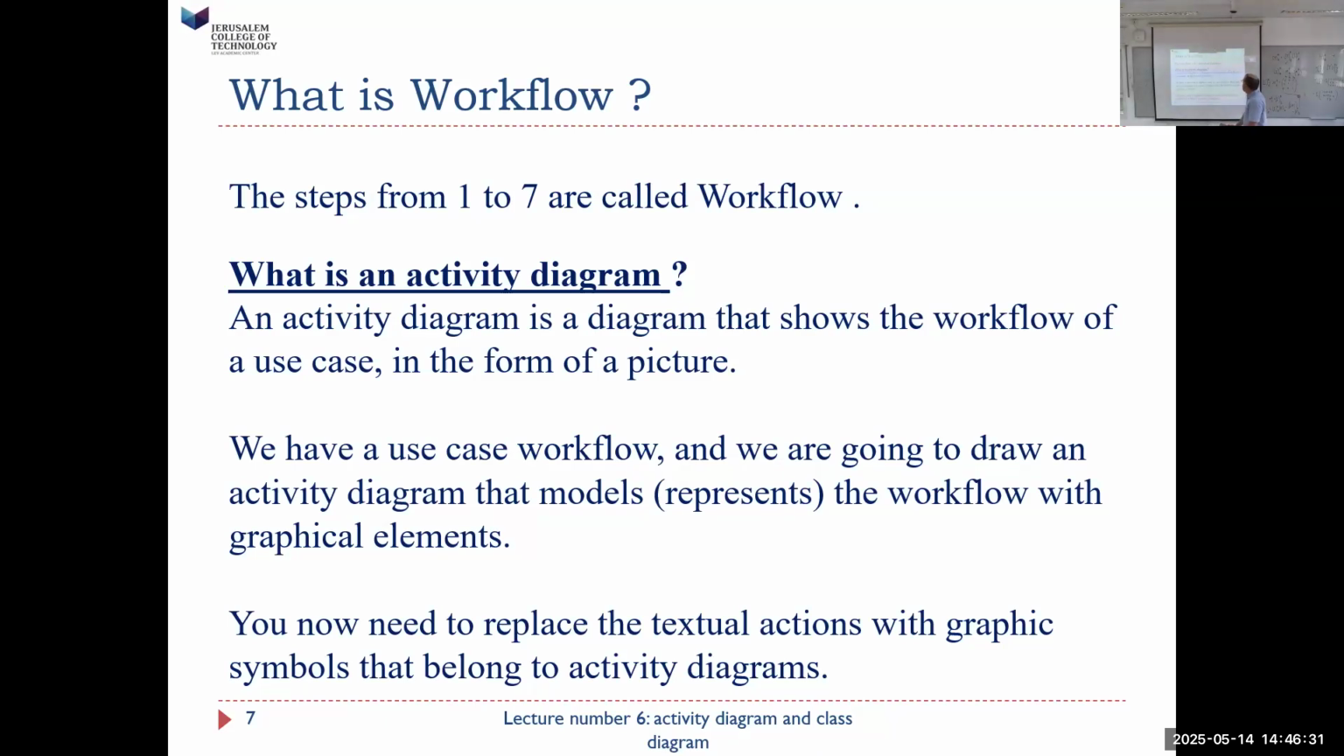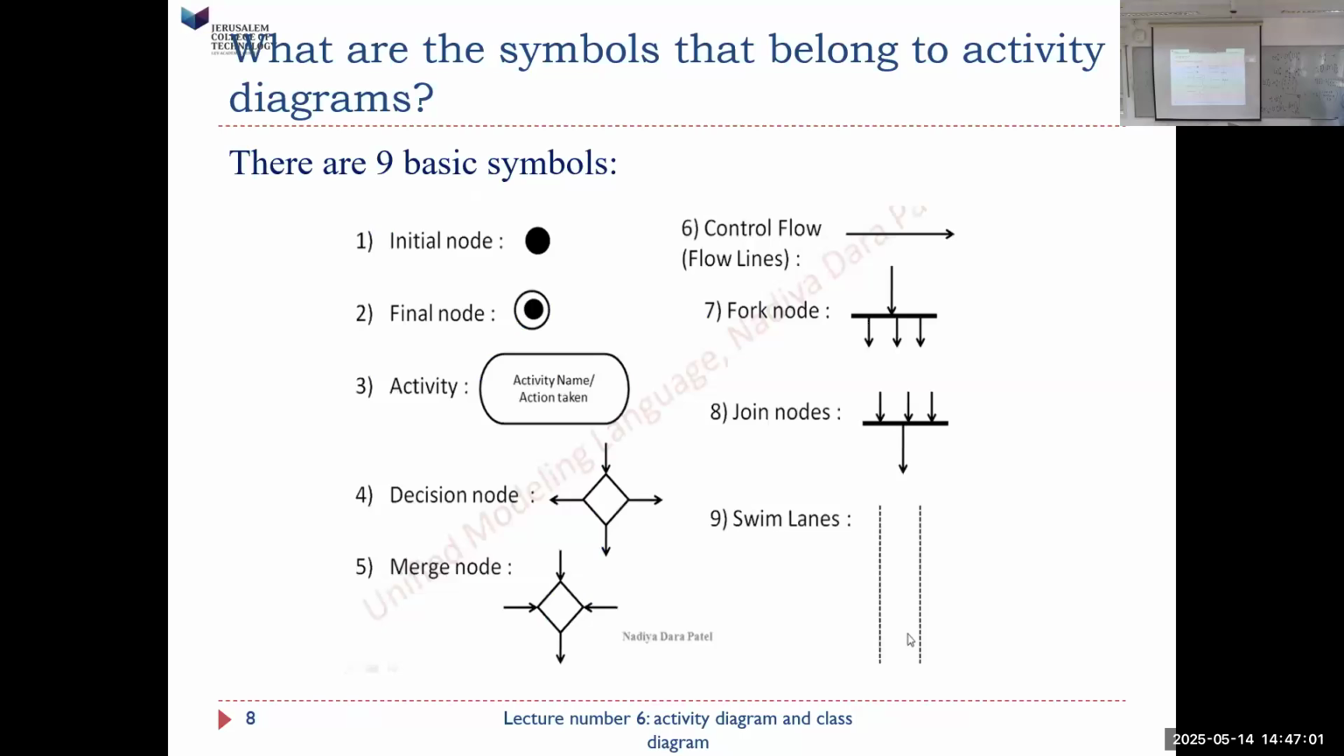What is an activity diagram? An activity diagram is a diagram that shows the workflow of the use case in the form of a picture. In other words, what we just saw was steps, a workflow, but it's not in the form of a picture. So we're going to draw an activity diagram that represents the workflow in a graphical way. So no textual actions, the graphic symbols show it. People prefer it, because it's sometimes easier to understand things if there's a picture.